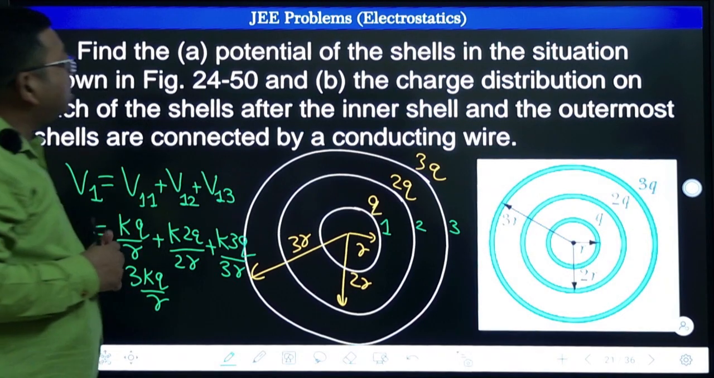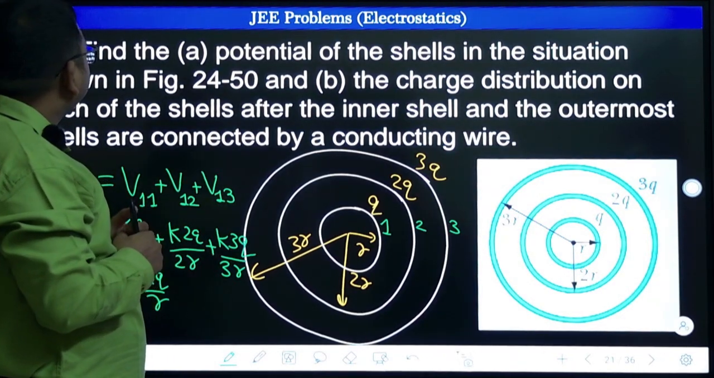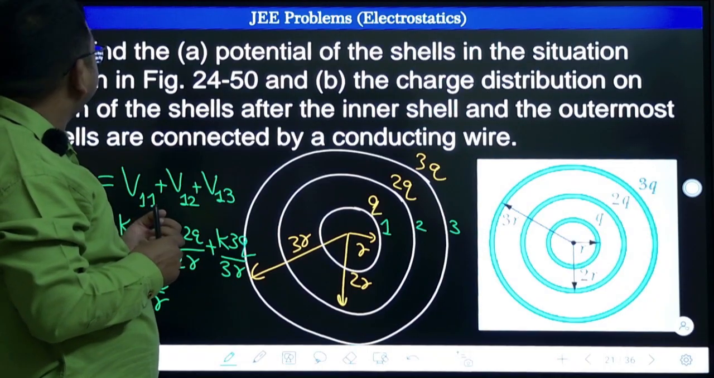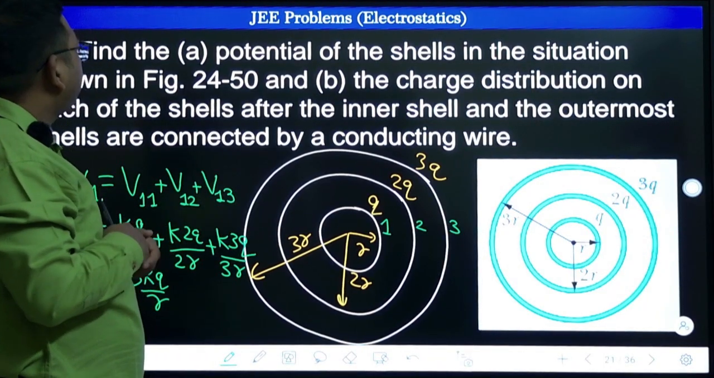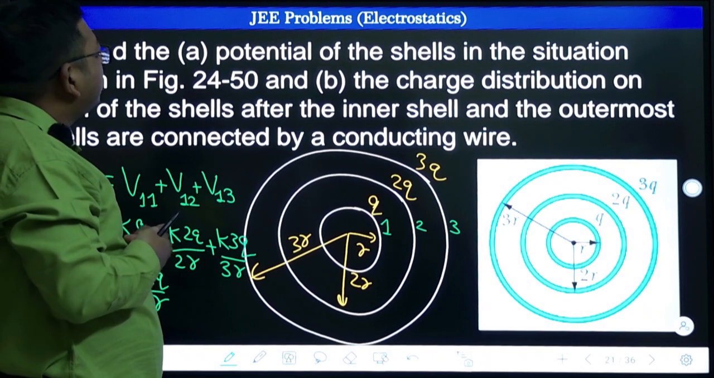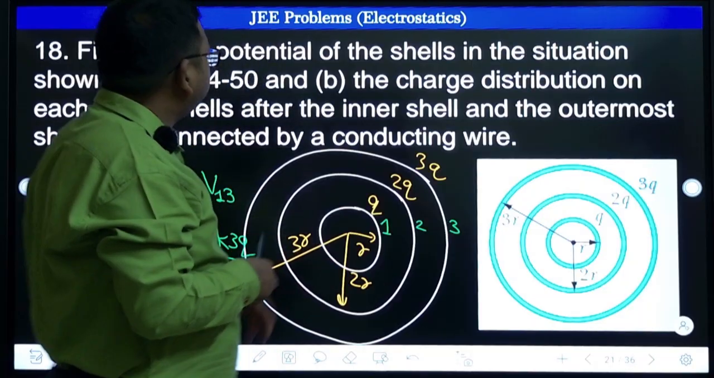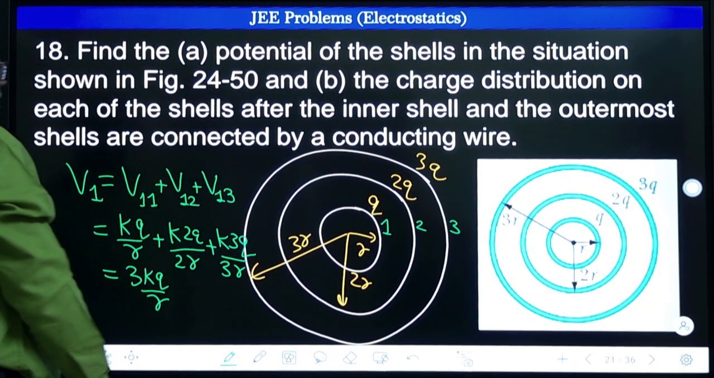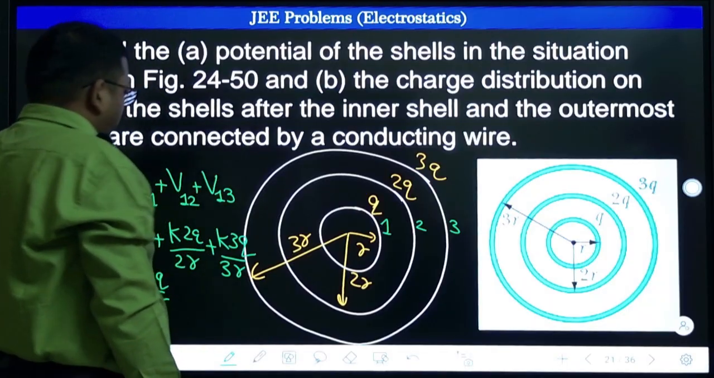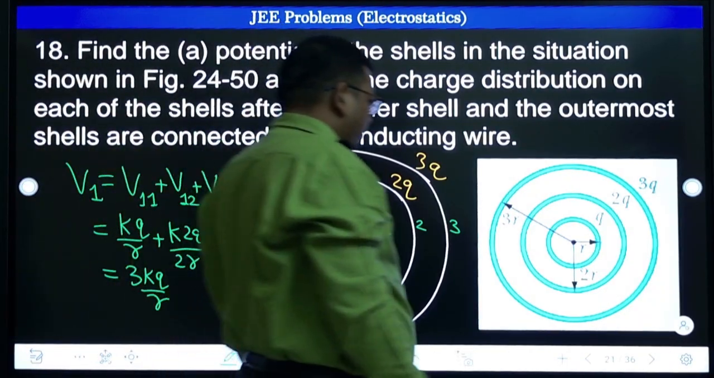Now they are asking for the charge distribution on each of the cells after the inner cell and the outer cell are connected by a conducting wire. They are asking charge distribution when you connect them. So let us try this.